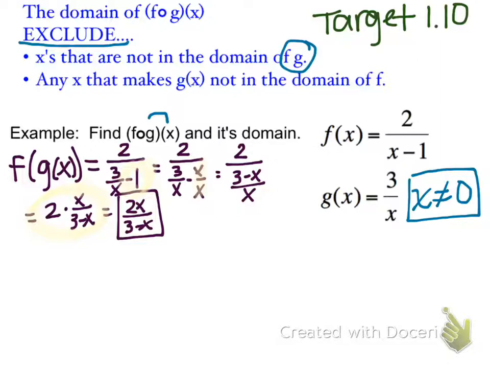The next part says we need to take out any x that makes g of x not work in f. So basically, here's what that means. That means we need to look at the f of x function, the outside function, and we need to say what won't work there. The thing that won't work there is x equals 1. X equals 1 will give us a 0 in the denominator.